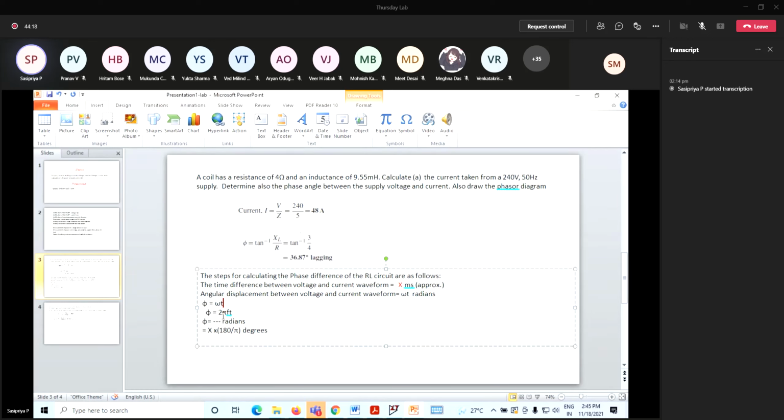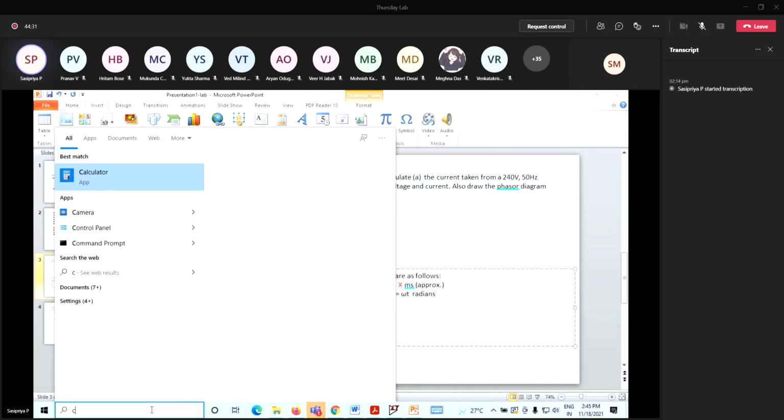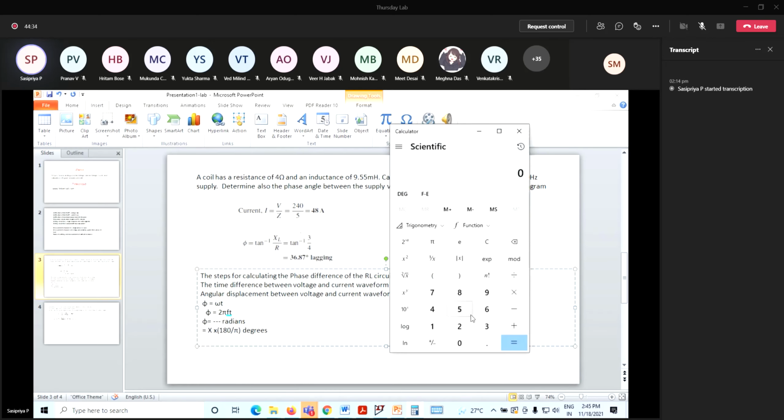Omega is nothing but 2 pi f. So 2 pi f into 2.1 milliseconds. When I substitute 2.1 milliseconds, I'll be getting some value in terms of radians. Maybe use your calculator: 2 pi, 3.14, f is 50 hertz and the time difference we are getting as 2.1 milliseconds. So this much radians, 0.6594 radians.